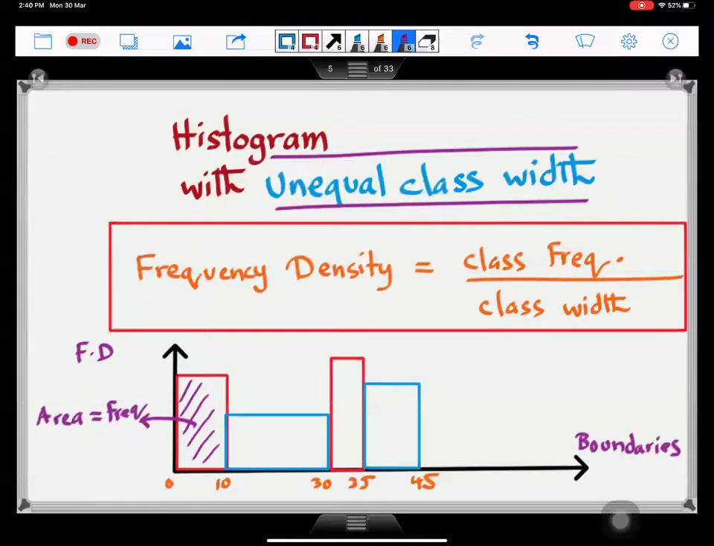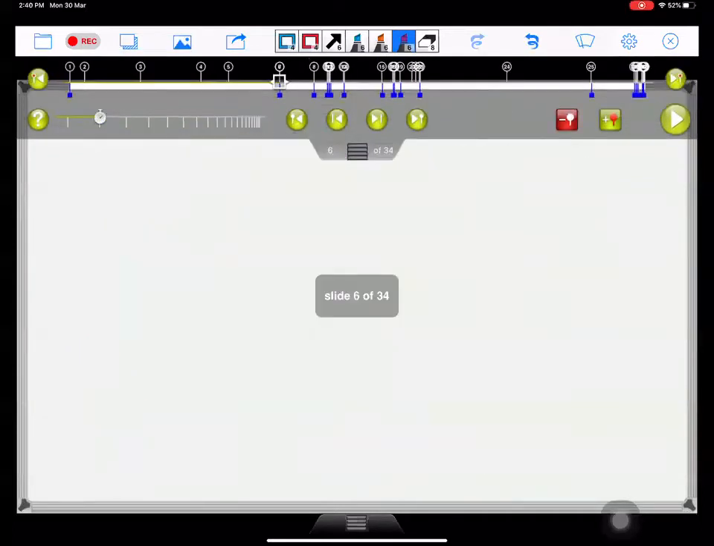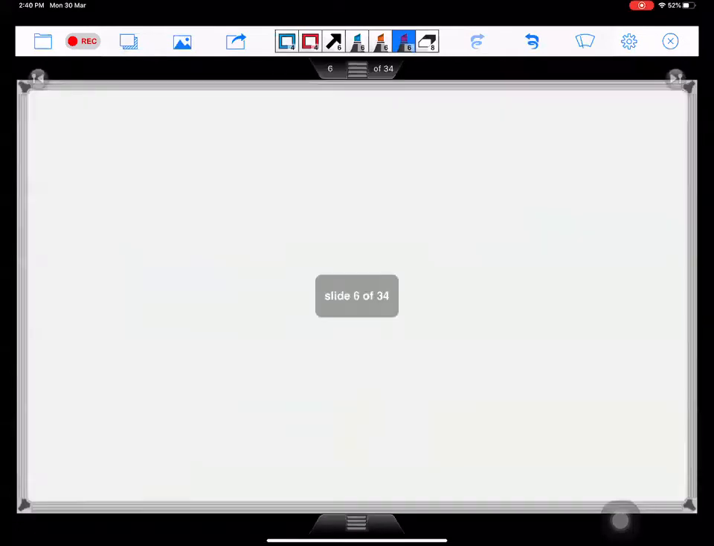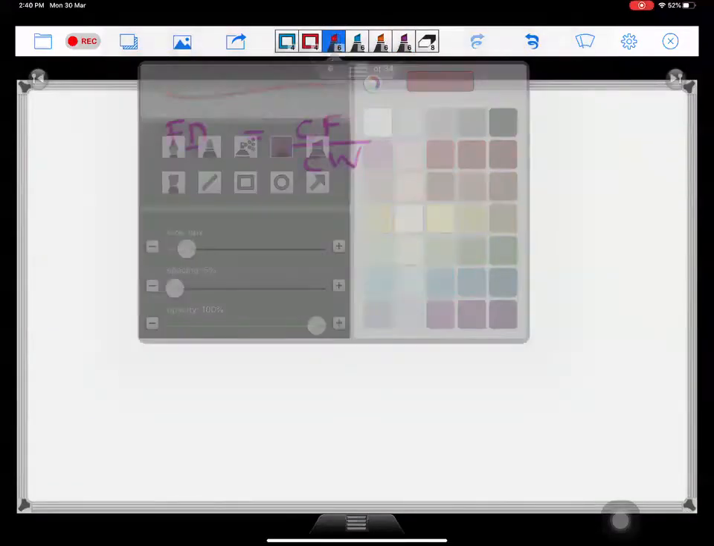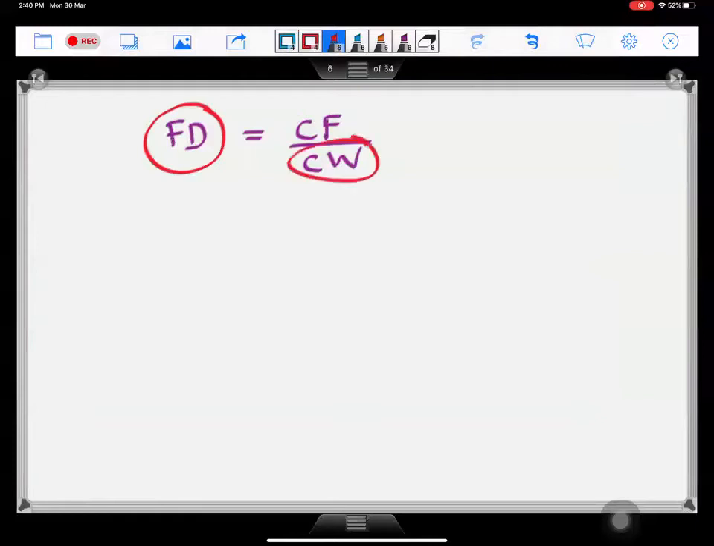Why? If I just look at this formula, frequency density is class frequency over class width. If I multiply these two, frequency density multiplied by class width, that is class frequency. This is not cumulative frequency. We have not started it as yet.